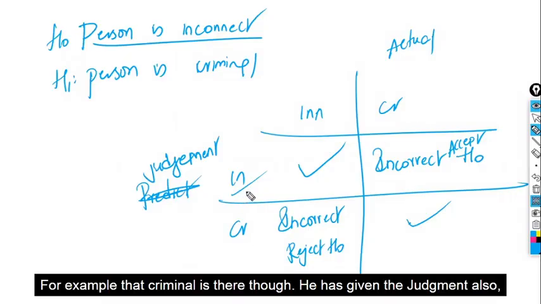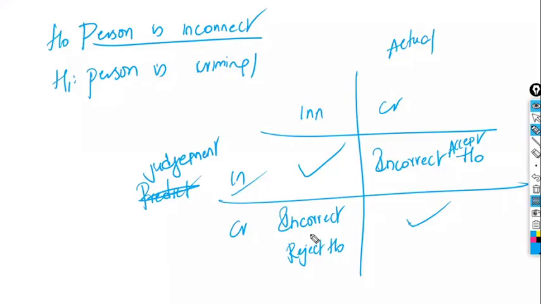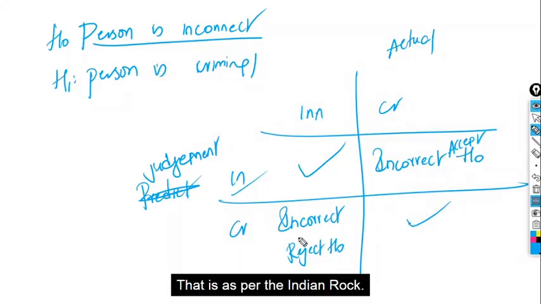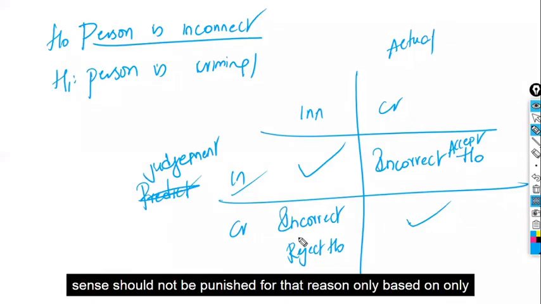For example, if a criminal is there and has not been given the judgment, no problem. But an innocent person should not be punished. That is as per Indian law. In Indian law, even if 100 criminals are not punished, no problem, but one innocent should not be punished.